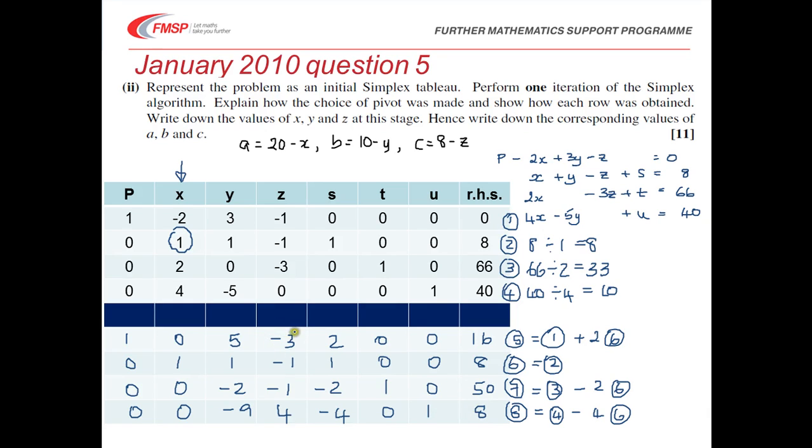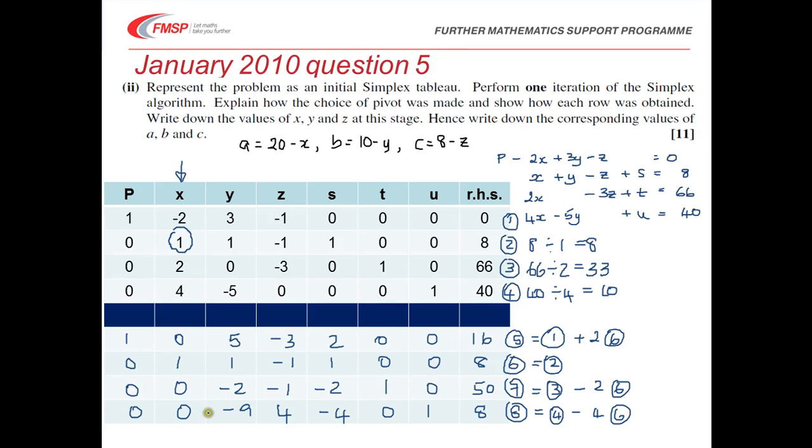Notice that we actually still have a negative value in our objective row, so we haven't got the optimal solution. And sometimes you will be asked to perform a second iteration at this stage. But in our particular question, we were just asked to perform one iteration to explain the choice of the pivot and how it was made. So we've got the pivot column and we've shown the ratio test, so that should be okay. And then we've shown how each row was obtained by writing down these rules.